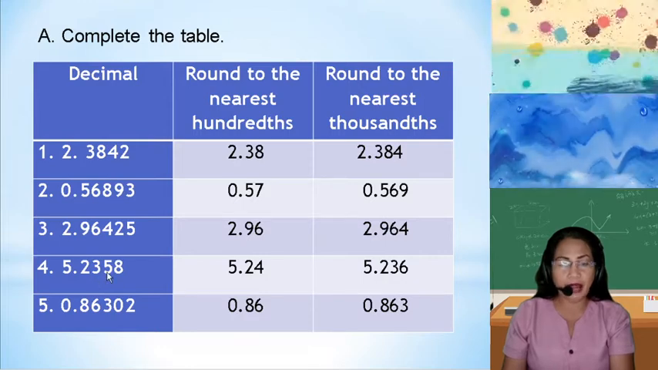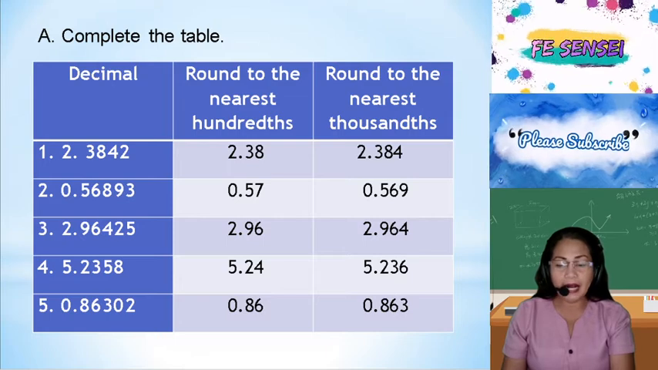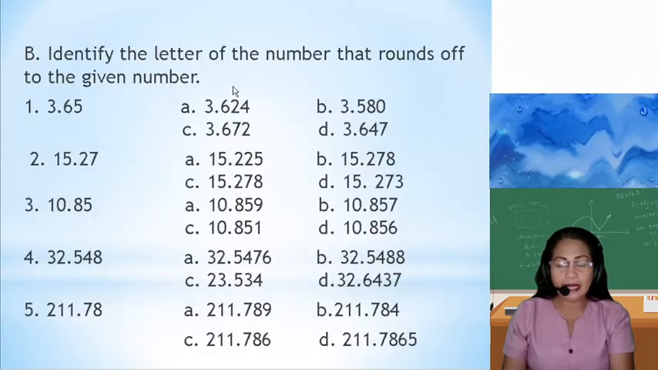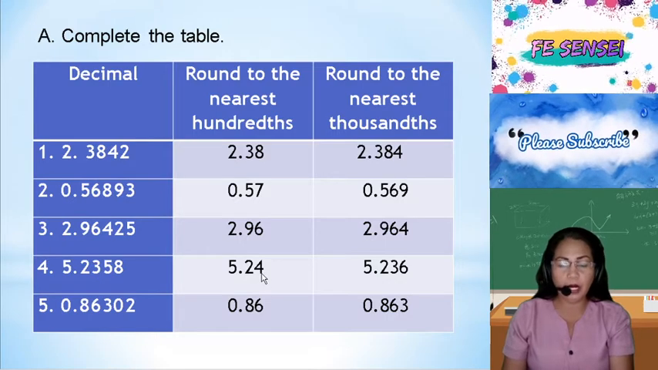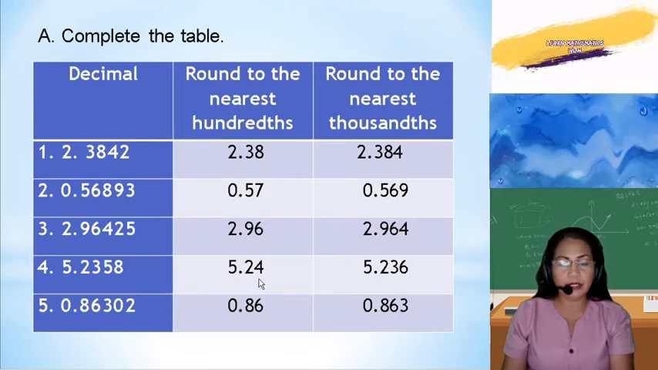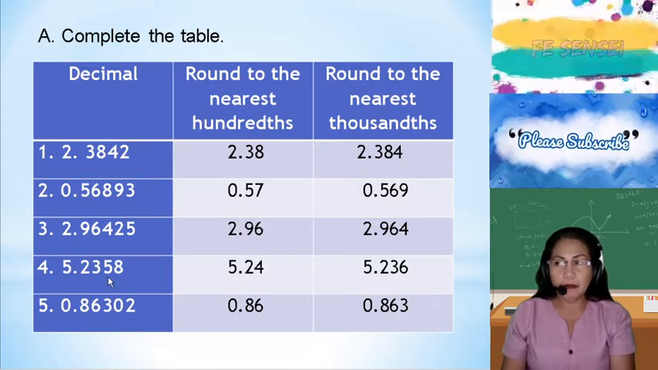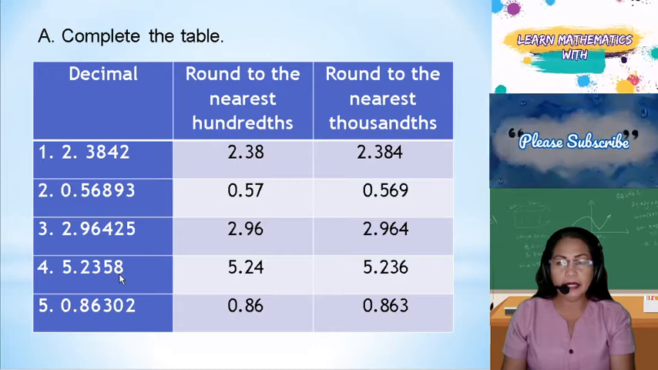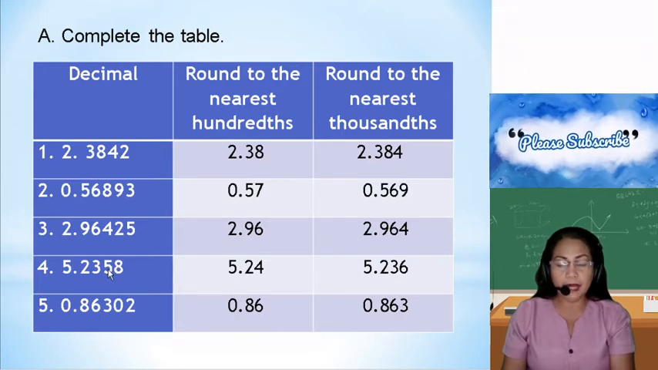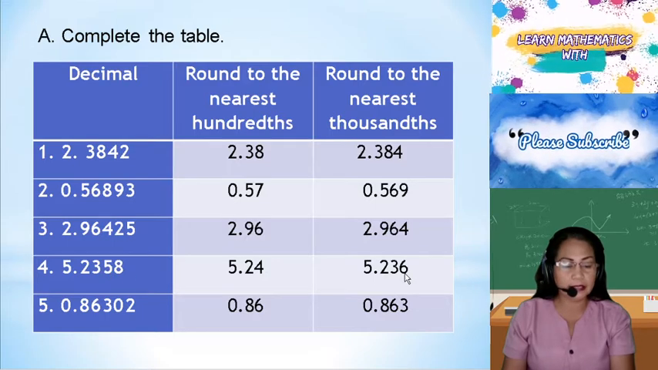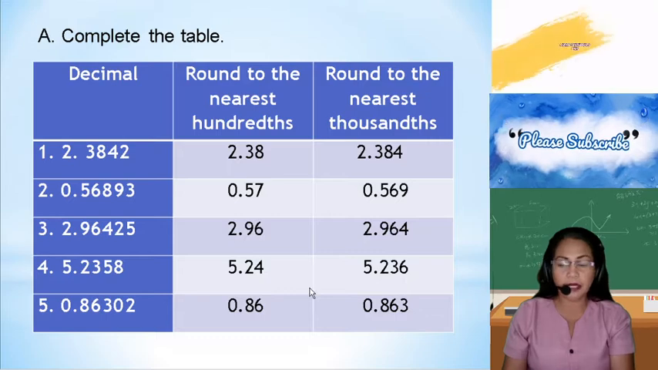The number to the right is 5. Therefore, it's round up. Add 1 to 3 and 3 becomes 4. So the answer is 5 and 24 hundredths. Then thousandths place. The number in the thousandths place is 5. The number to the right is 8. Therefore, it's round up. So 5 plus 1 is 6. So the answer is 5 and 236 thousandths.